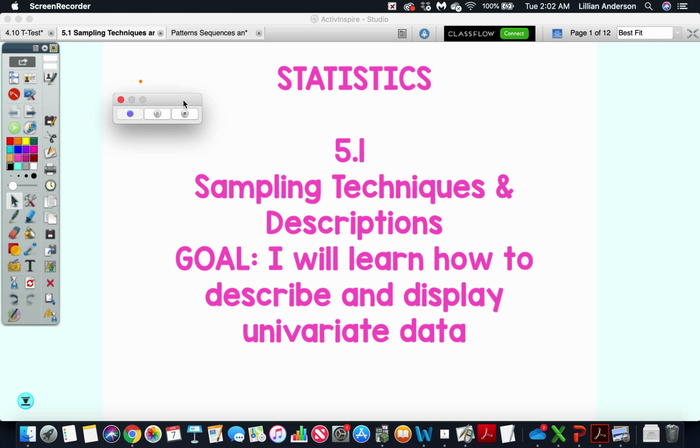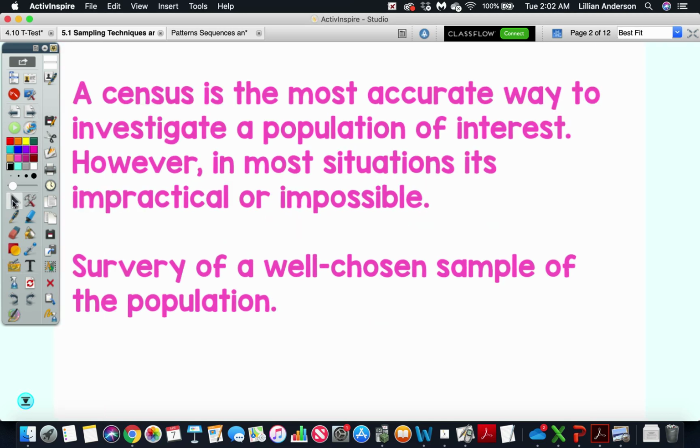It is like the foundations, going over vocabulary and simple ways to display data. Okay, we're going to continue to display more data the further along we get in this unit. So this is just basically the introduction. Okay, so lots of vocabulary. So we're going to start off. Okay, a census is the most accurate way to investigate a population of interest.